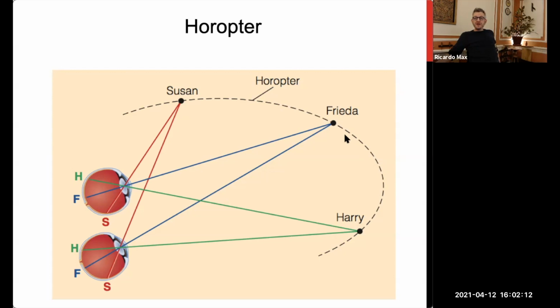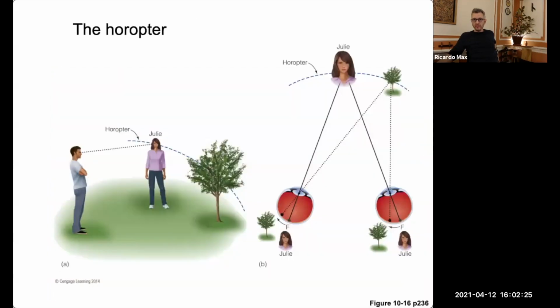So this imaginary circle around you, you are the center of the circle, so all objects with the same distance from you, is called the Horopter. So all objects that are on the Horopter, they fall on corresponding points, which means that there is no disparity between their position on the two retinas.